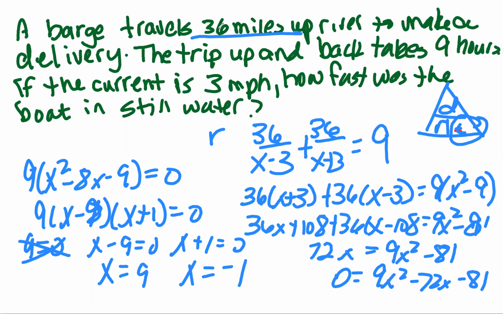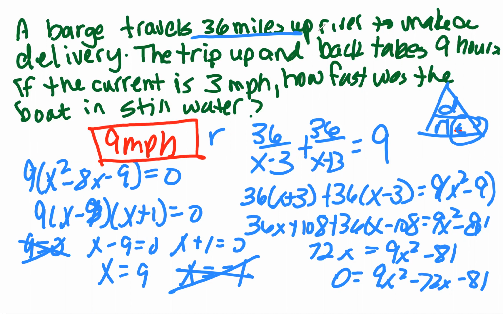Well, it's not possible for a boat to go negative miles per hour. So therefore, that's not a possibility. So in still water, the boat would be going 9 miles per hour. And that would be what our final answer is.